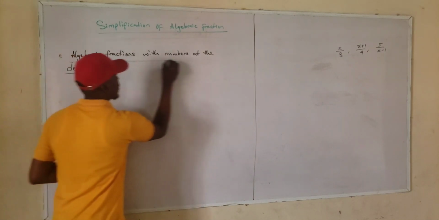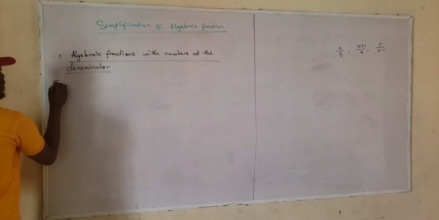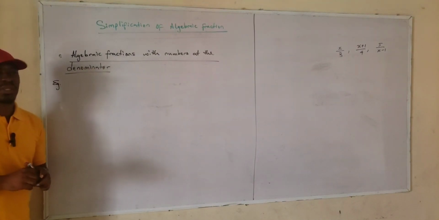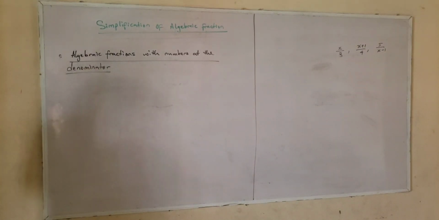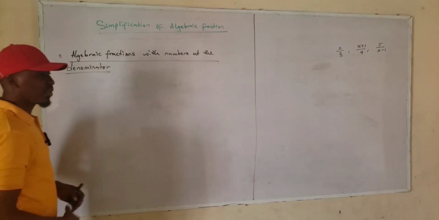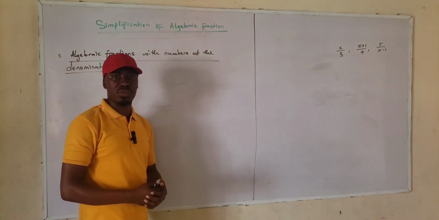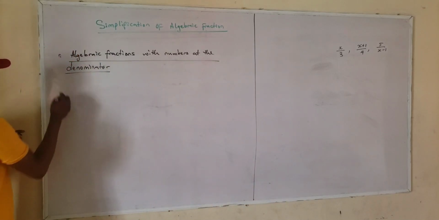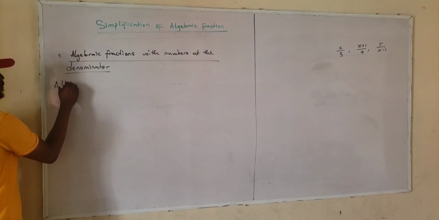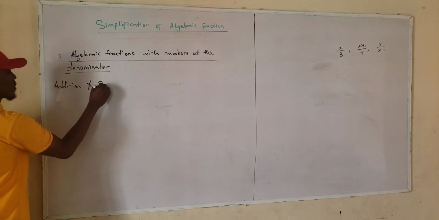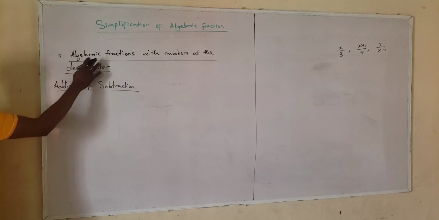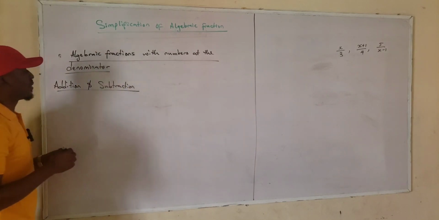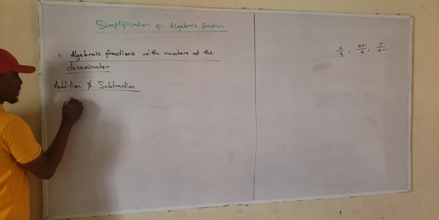So let's take an example. We are going to focus on addition and subtraction. Multiplication and division, we are still going to come to that. So let us look at addition and subtraction of this kind of algebraic expression. Let's take an example.